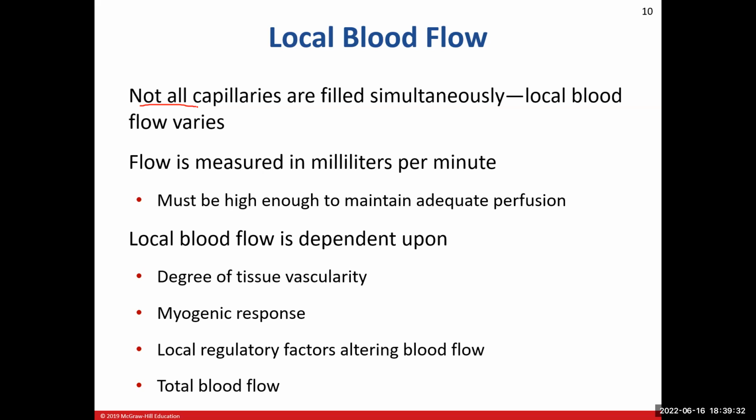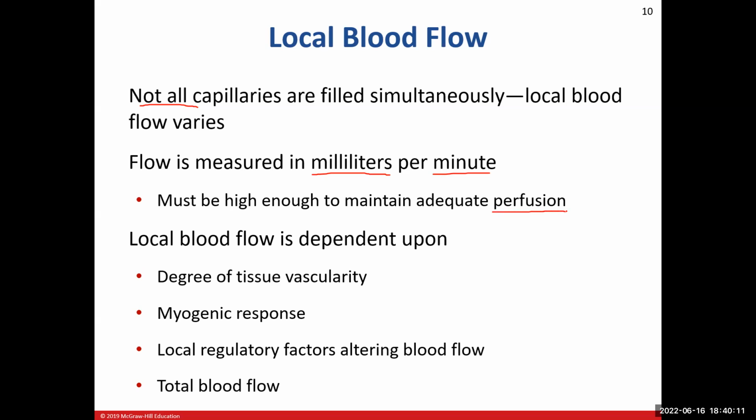So when we talk about local blood flow, first of all, we're dealing with volume and time. Basic blood flow is measured in milliliters per minute. Essentially, we need to make sure that the tissues the capillaries are supplying are getting enough of what they need. We call that perfusion.